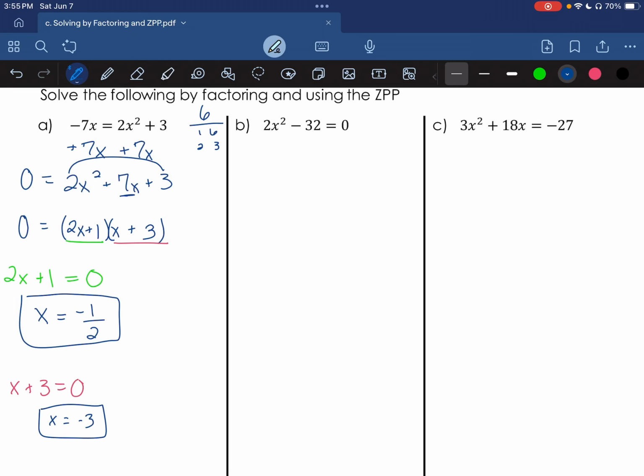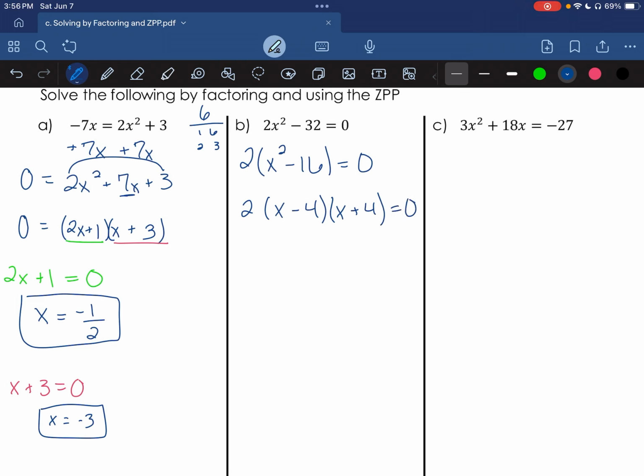Here, notice there's no linear term, so we could totally solve this with square roots, but I did want to see what this would look like with factoring. So if first I take out that GCF, I'm going to have 2 times x squared minus 16 equals 0. And I'm going to factor that as a difference of squares. So the factors are x minus 4, x plus 4.